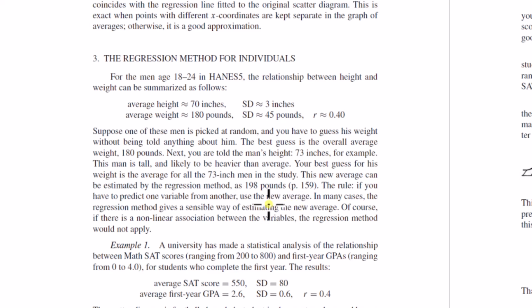Yeah, but you're not going to be able to get the exact average unless you do a spline fitting type method. But even with spline fitting methods, if you bring in a data point that's in the middle, so you have to extrapolate between data points, then is that exact? But yeah, that's for any curve fitting method. Ideally, you always use the average at that x variable. In many cases, the regression method gives a sensible way of estimating the new average. Of course, if there's a nonlinear association between the variables, the regression method will not apply.